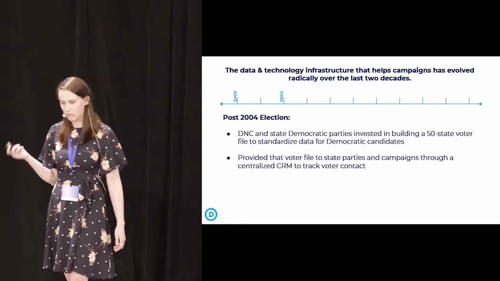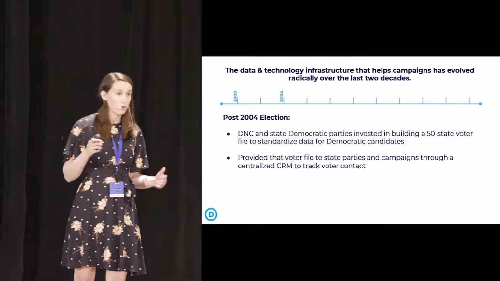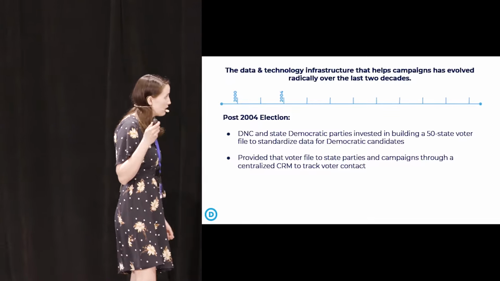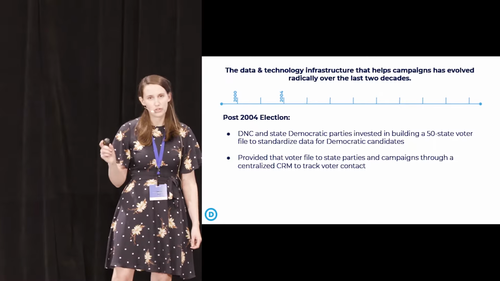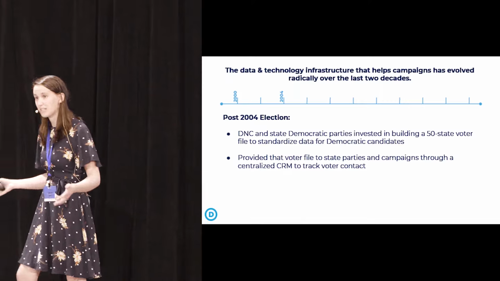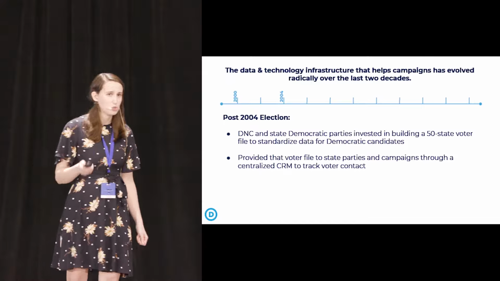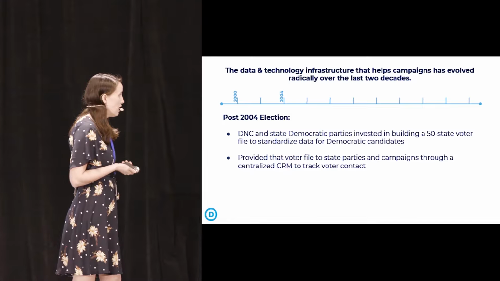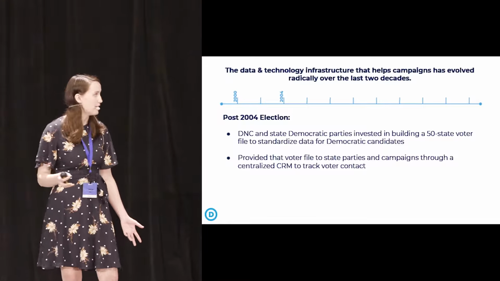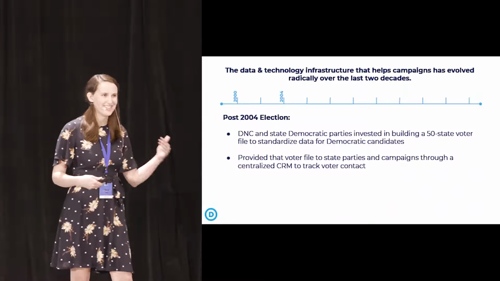After the 2004 election, when Democrats lost the 2004 presidential election, there was a recognition that we were falling behind in terms of collecting and utilizing data about the electorate. So, in the years after the 2004 election, the Democratic Party embarked on a program to actually construct a national voter file. That meant standardizing data about individual voters across all 50 states, and providing that data to campaigns, state parties, and other political entities in a centralized CRM so that all voter contact activity could be tracked in a standardized way.